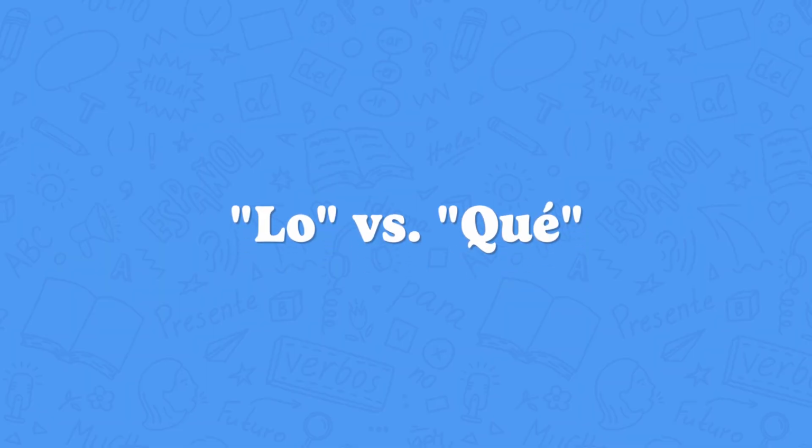Now let's get back to our lesson on lo. Now that we've explored some examples of when to use lo, let's answer a really common question. Why use lo instead of que when they both mean what? This is where things get really interesting. Que on its own is a relative pronoun that can mean that, which, or who. But lo, it's special. It refers to a specific content or an idea in its entirety, not just one noun.